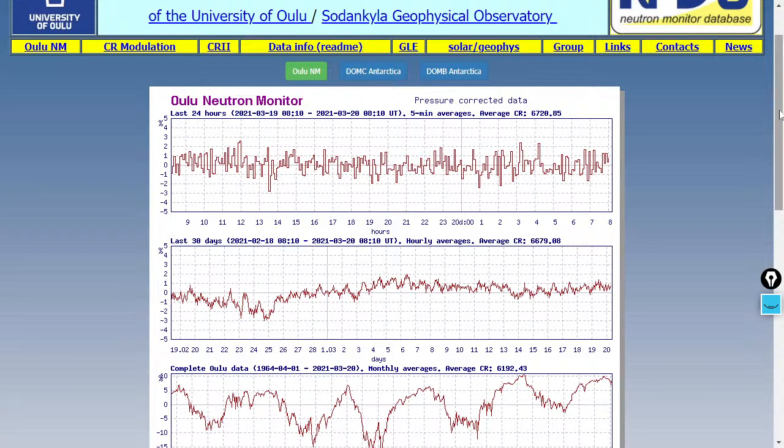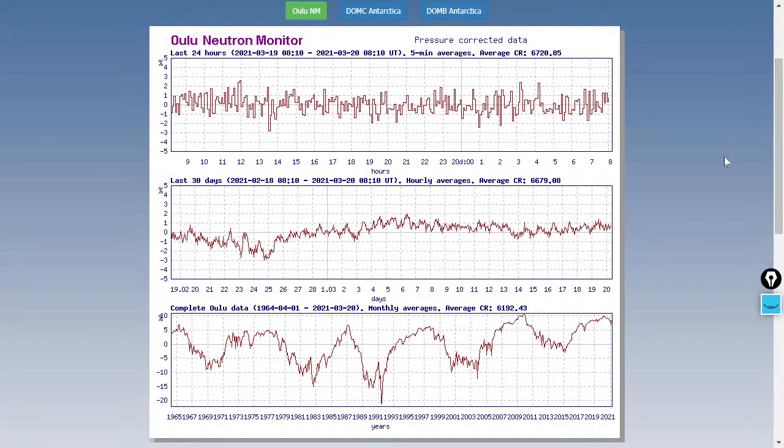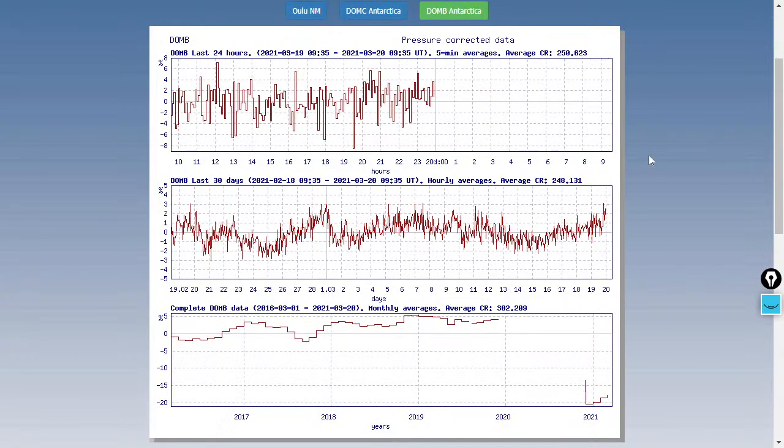Cosmic ray monitor. And next, we'll look at Oulu. Here's Oulu, also flat over the past 30 days. So some cosmic rays happening at Apatity for some reason, but not at the rest. So we'll just consider that anomalous data there. Here's DOMB Antarctica. Looking pretty cyclic over the past 30 days, but flat.